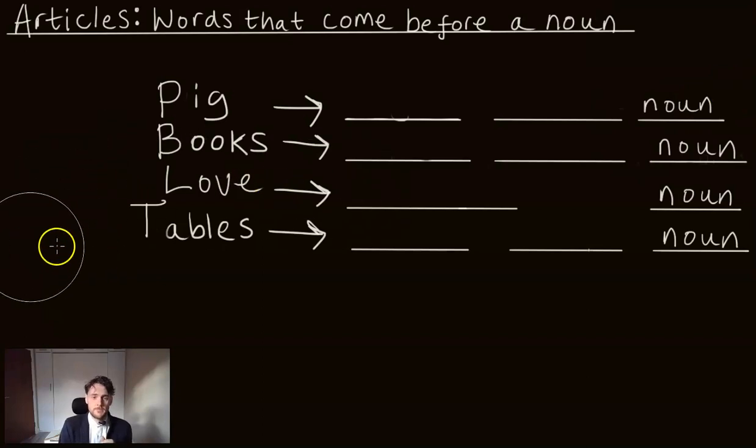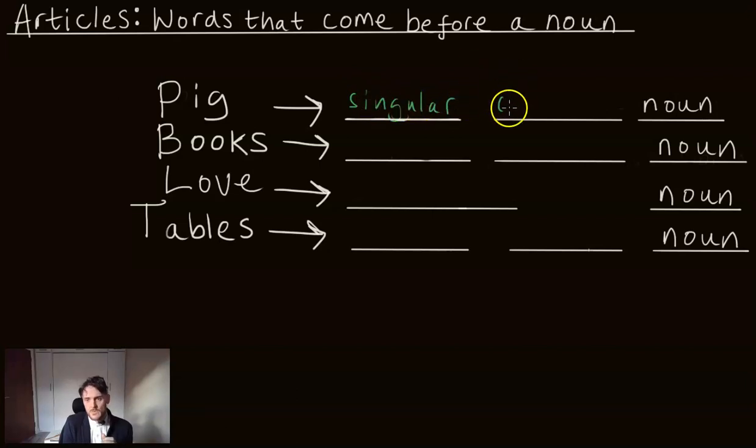Okay, so pig. I'll do the first one with you. Pig would be a singular countable noun. Why? Because is it just one pig? It's not pigs, it's just pig. So it's singular. Can you count pigs? Yes, 1 pig, 2 pig, 3 pig, 4 pig. You know, some pigs, many pigs. So it's a singular countable noun.